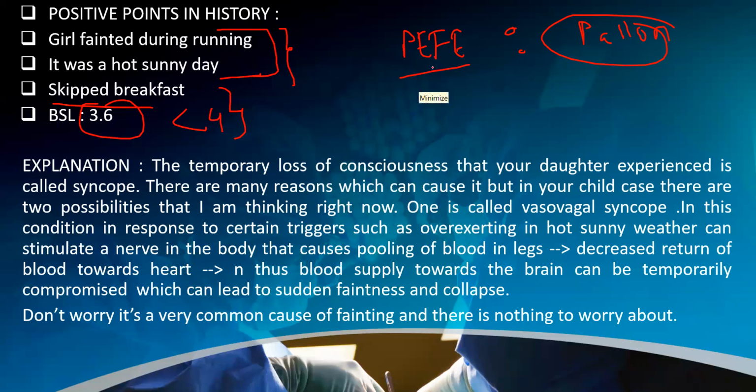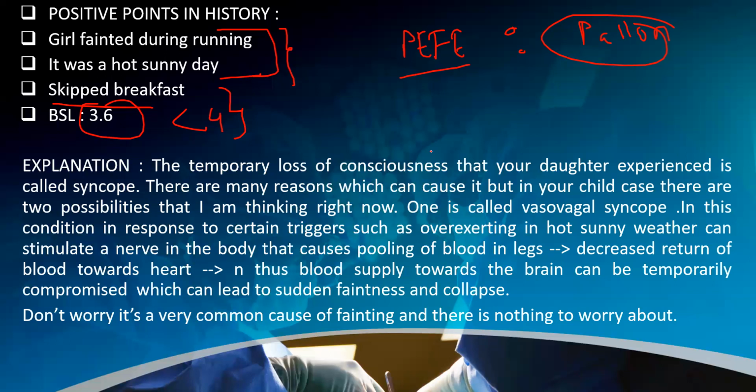Now you have got that this child has vasovagal syncope. Also, she has hypoglycemia and pallor. So you need to discuss everything in the explanation. So you can say that most likely, from the history and physical exam, your daughter is having a condition known as vasovagal syncope. Do you know what it is?